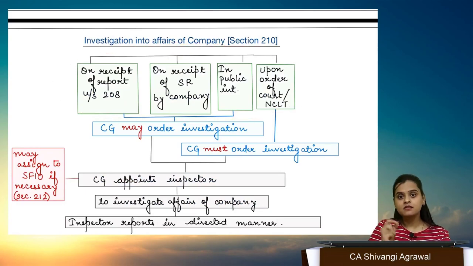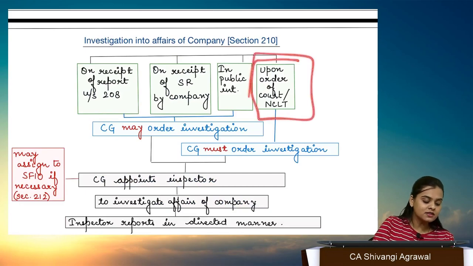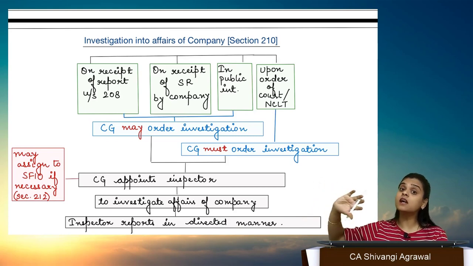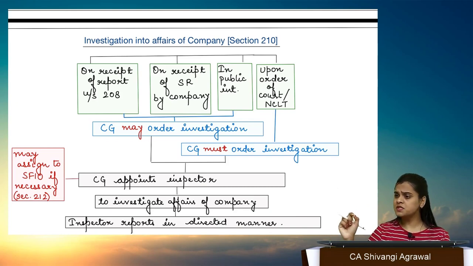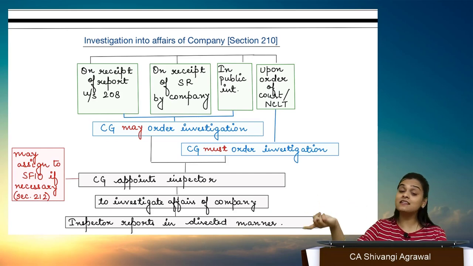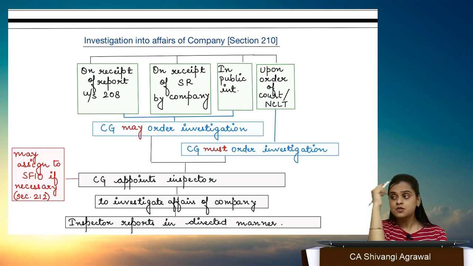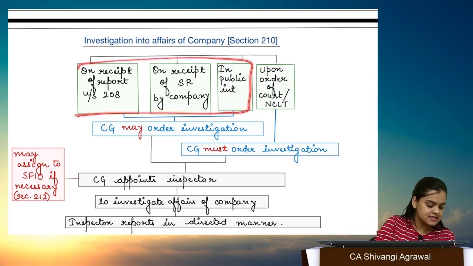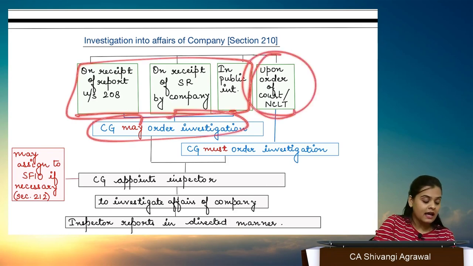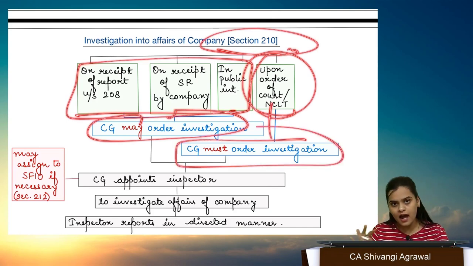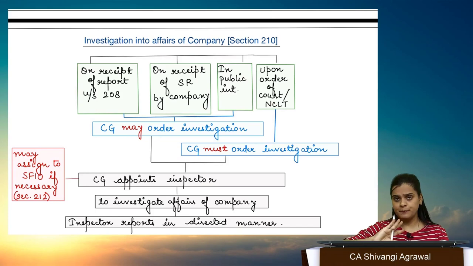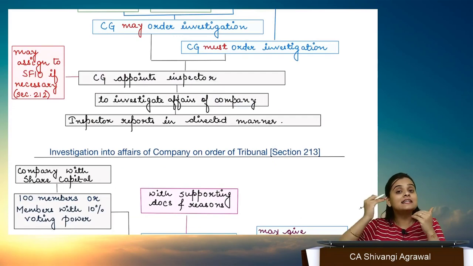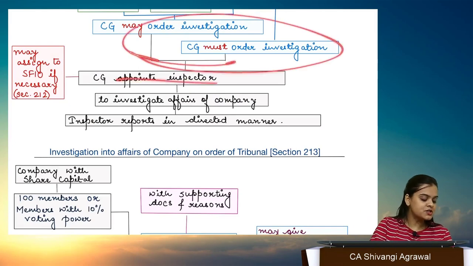there are four grounds on which investigation may be carried out by the central government. However, the fourth ground is that in front of the NCLT some proceedings are going on where the NCLT or court discovers that this company has some serious issues and investigation must be carried out. So the NCLT directs the CG to carry out investigation. Since an order is being passed, it is the duty of the central government to carry out investigation. So in the first three instances, the CG has a choice. In the last ground, as mentioned in section 210, the CG doesn't have a choice and must order investigation, right? So whether the CG may order or must order, the order of investigation has been passed. After passing the order of investigation, the CG appoints an inspector.